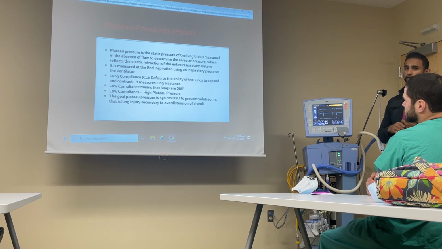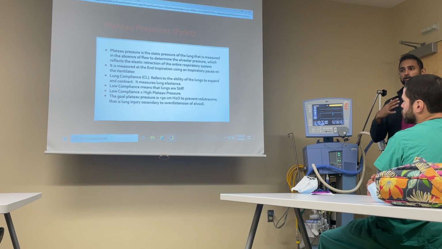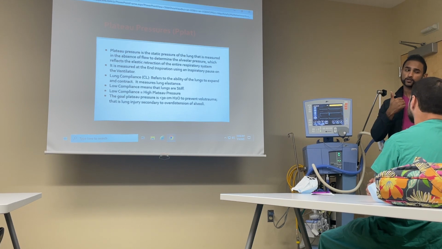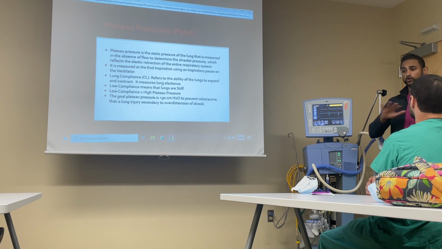Remember, we talked about compliance. High compliance means lungs are elastic. Normal compliance means like your lungs and my lungs, they can expand and recoil without taking too much time. Low compliance means stiffer lungs. If I have low compliance, my plateau pressure is going to go high because the pressure in their lungs is taking too much to open the lungs.